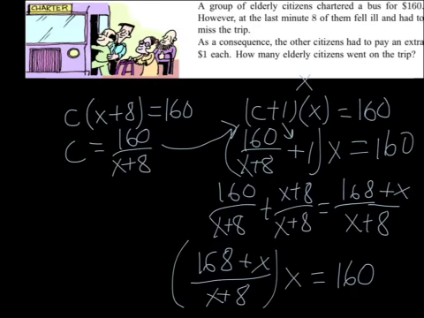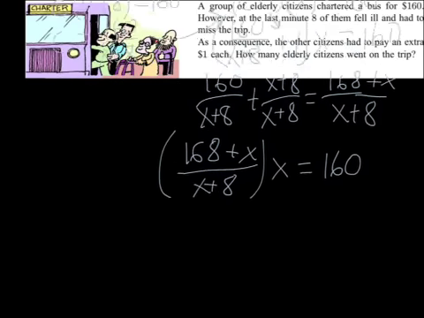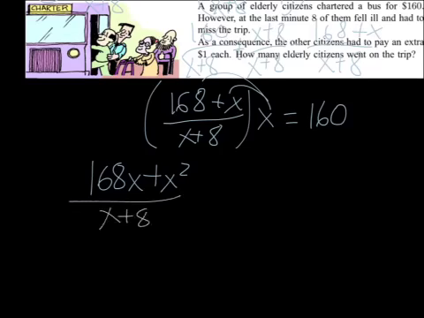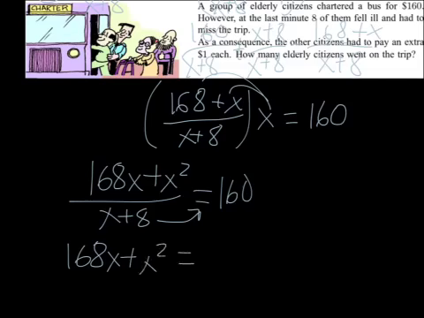Alright, so now what we can do, well, let's just do that. I didn't know I could do that. Alright, so if we continue with this, let's distribute our X. So we get 168X plus X squared over X plus 8 equals 160. Then we can multiply our X plus 8 to the other side. So I get 168X plus X squared equals 160 times X is 160X. 160 times 8 is 1280.